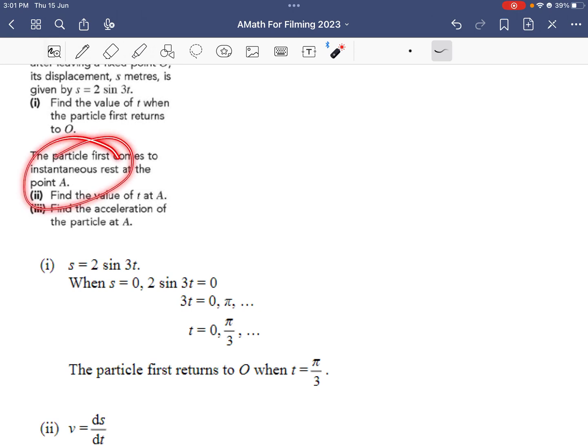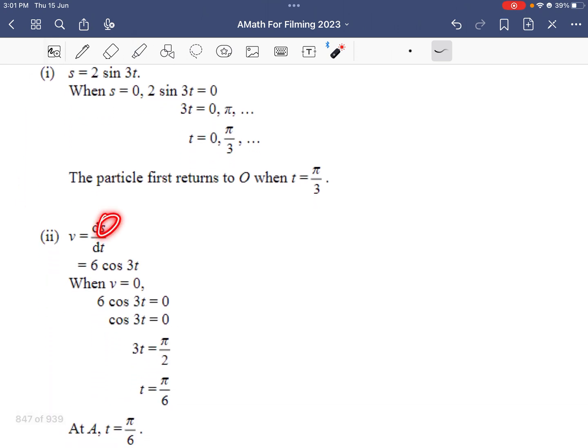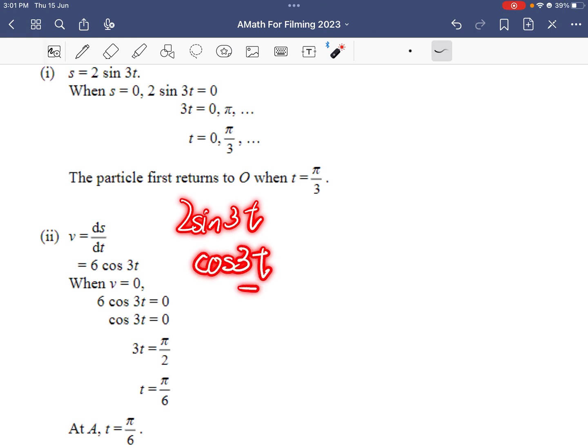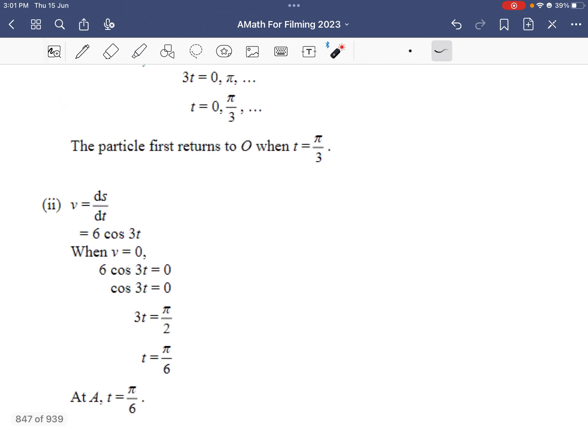Now, to find the value of t at A, at point A it is at instantaneous rest. So what we need to do is differentiate the displacement with respect to time. 2 sine 3t, you differentiate this, sine becomes cosine 3t. Differentiating 3t gives you 3, and 3 times 2 gives you 6. So 6 cosine of 3t. At instantaneous rest, the velocity is 0. So 6 cosine 3t is 0. Dividing both sides by 6, cosine 3t is 0.